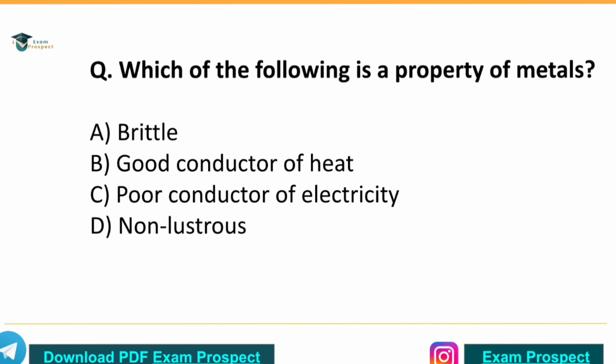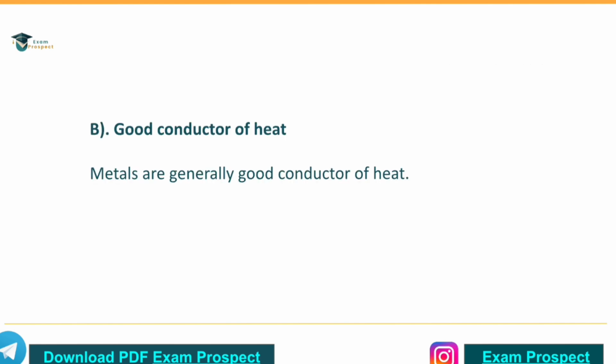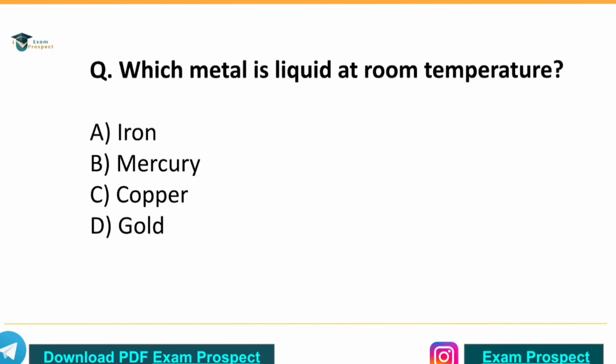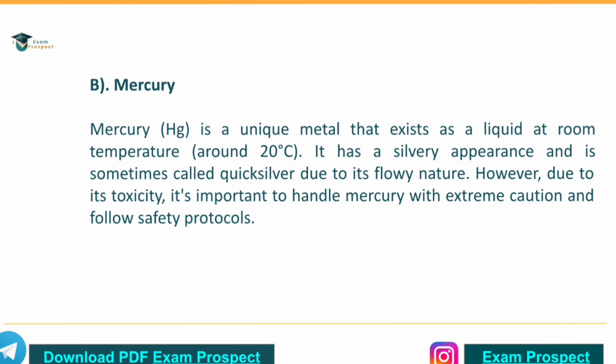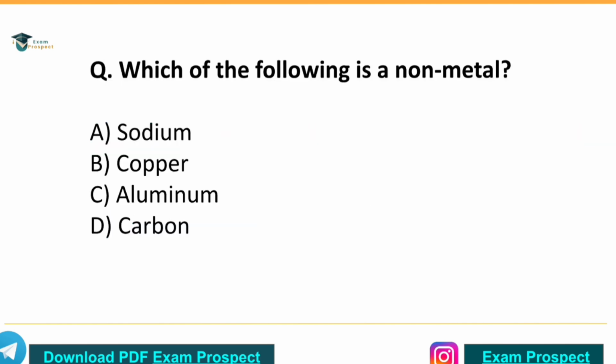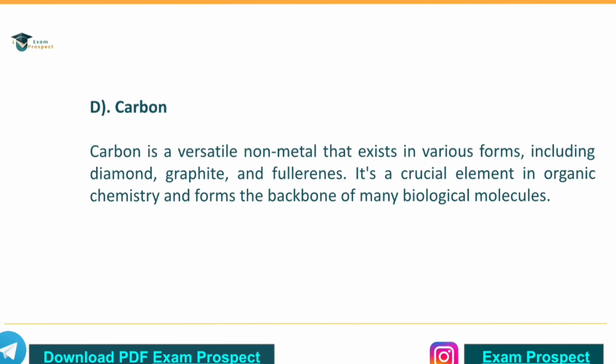Next question, which of the following is a property of metals? The correct answer is option B, good conductor of heat. Next question, which metal is liquid at room temperature? The correct answer is option B, mercury. Next question, which of the following is a non-metal? The correct answer is option D, carbon.